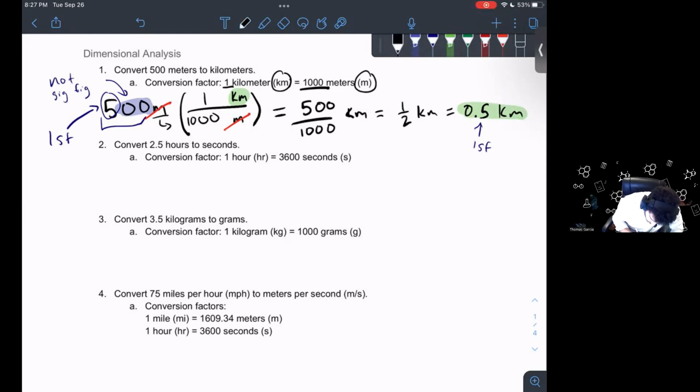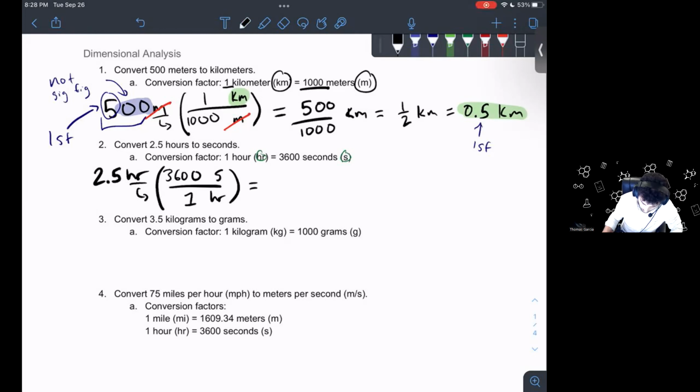Moving on to number two, 2.5 hours. I see hour on the top, drop it like it's hot, hour on the bottom. If it's on the top and bottom, it will cancel out. Therefore, seconds is on the top. I have seconds and hours, and 3,600 goes with seconds, 1 goes with hours, and we're going to be doing 2.5 times 3,600.